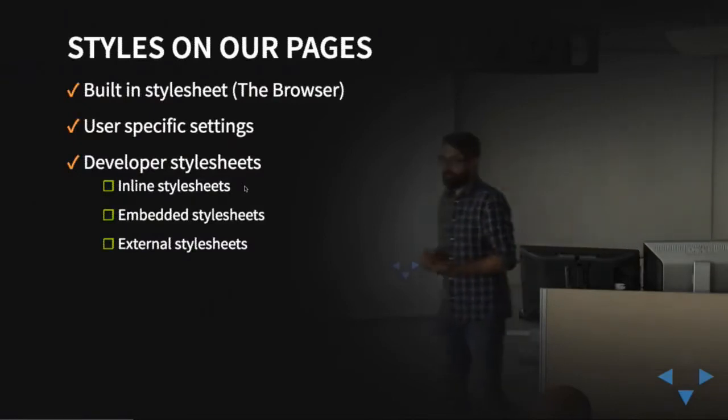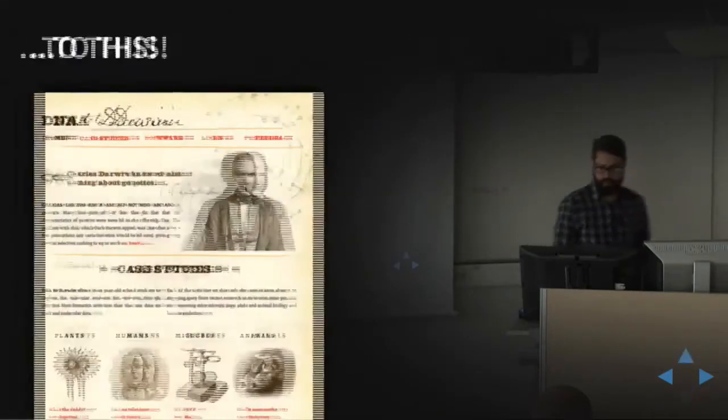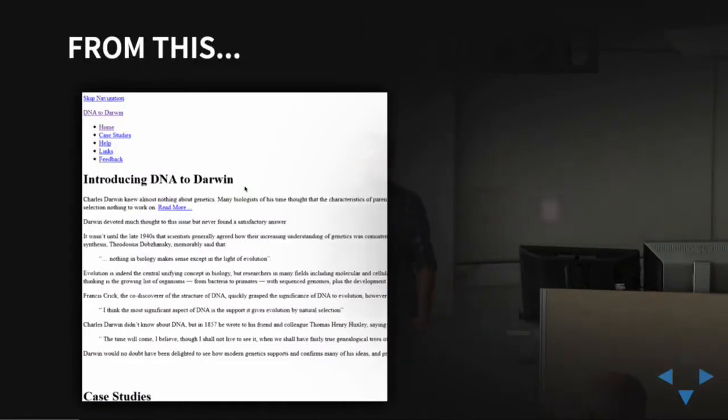Good to know that there are three types of styles added to our pages. First of all, we have a standard built-in style. If we look at this page, it has some kind of style. Something tells us that the background should be white, that the text should be black, that it should be this typeface or font face, that a header should be this high, that links should be blue and underlined, and so on and so on. So that's built into the browser, and that's the standard style in the browser.